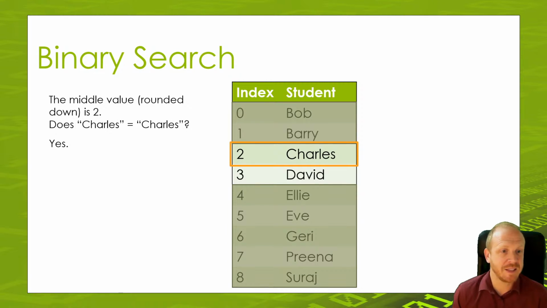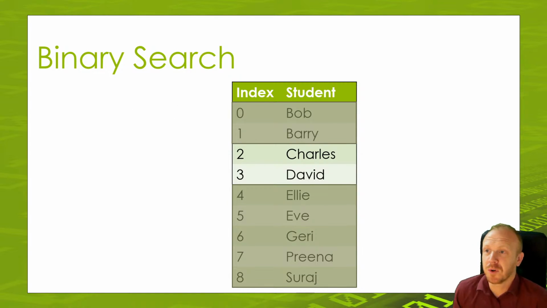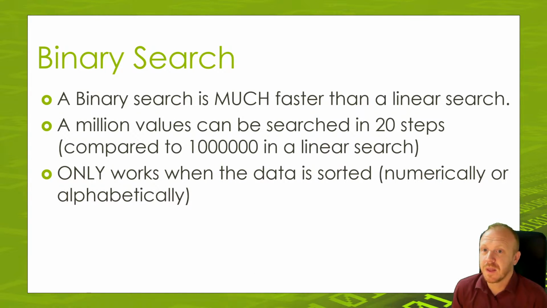Multiply the size of the list by 8, it would be 1 extra step. So to give an indication of how much more efficient a binary search is, 1,000,000 values can be searched in 20 steps. In other words, if you take 1,000,000 and you halve it 20 times, you'll get down to 1. It only works when the data is sorted, numerically or alphabetically. That's the downside to it.